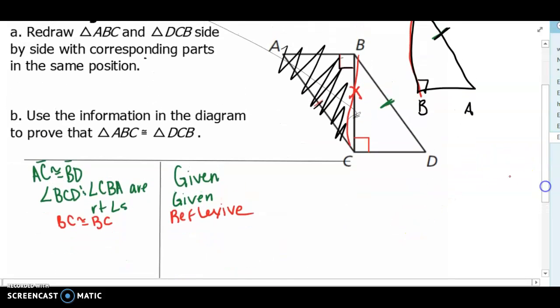Okay, and now, because I have a right angle, this is my hypotenuse. So here's my hypotenuse. Here is a leg. I can say that triangle ABC is congruent to triangle DCB by the hypotenuse leg congruence theorem.